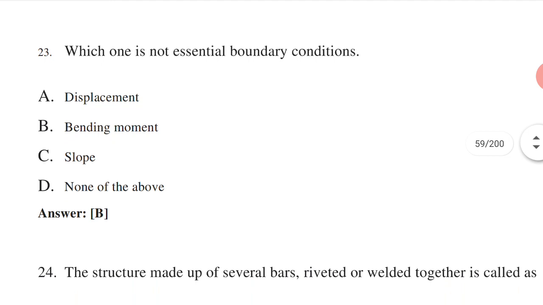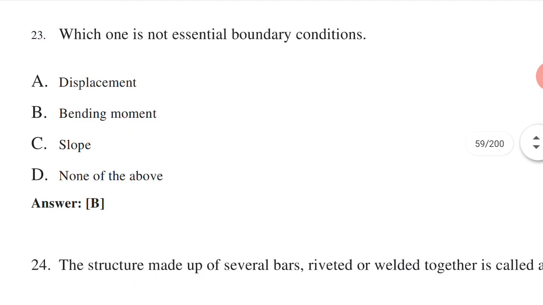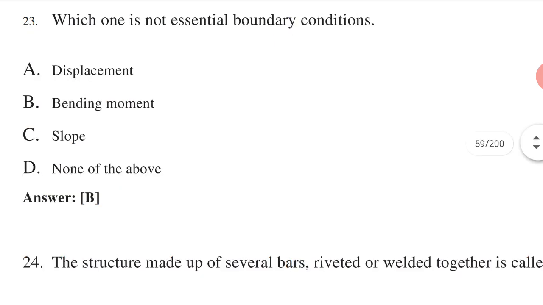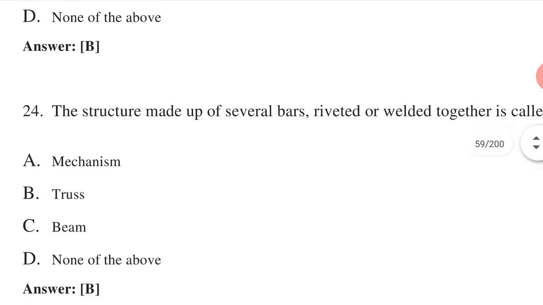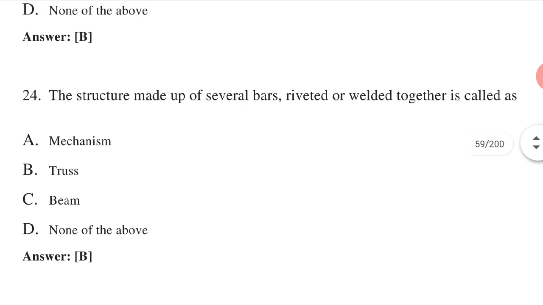So here the next question is similar. Which one is not an essential boundary condition? So we know that bending moment is not an essential boundary condition. The other boundary conditions given, that is displacement and slope, are the essential boundary conditions, but bending moment is not, because there are two types of boundary conditions available. One is the essential or primary boundary condition, and the second is the secondary or natural boundary condition.